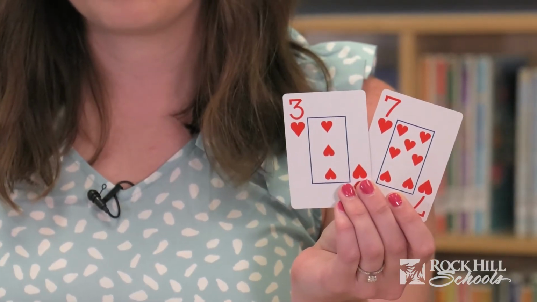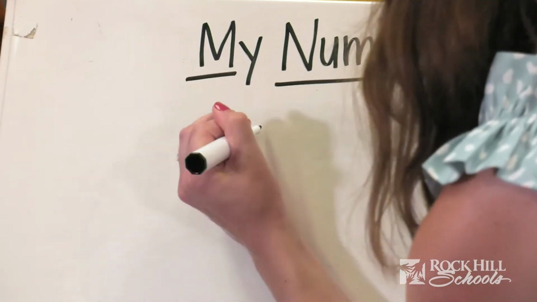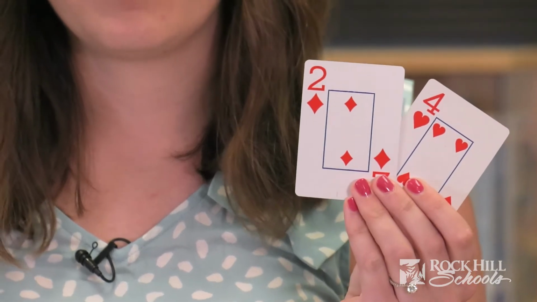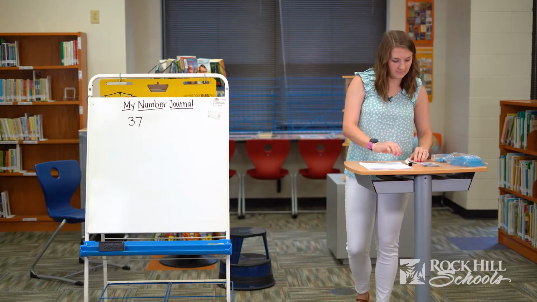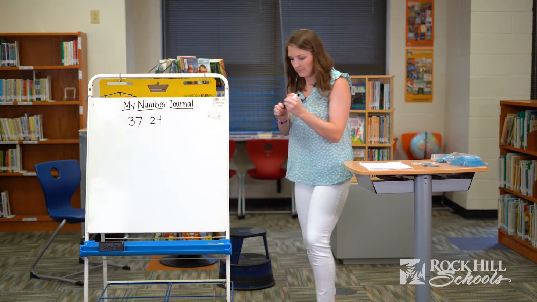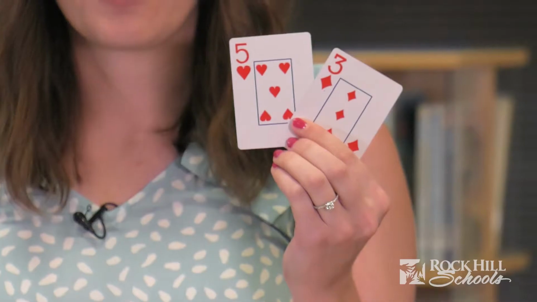So you need a deck of cards, or you can just pick your own numbers. We are going to use three two-digit numbers. So our first number we're going to use is 37. I'm going to write 37 down. And then I'm going to build another two-digit number. This time it's 24. And our last two-digit number is going to be 53.